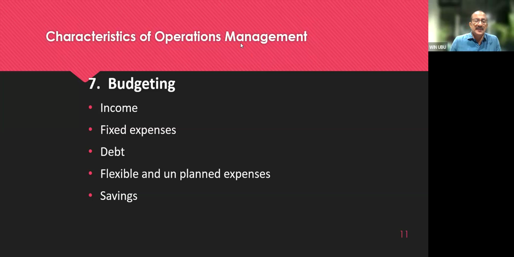Any unforeseen expenses may originate, because natural calamities may come and they may have to stop the production, maybe a hurricane or a flood. In that case, the factory has to close in a particular region. That may affect their plans. So such flexible and unplanned expenses they have to definitely plan for. And savings are also essential for successfully running and expanding the business.